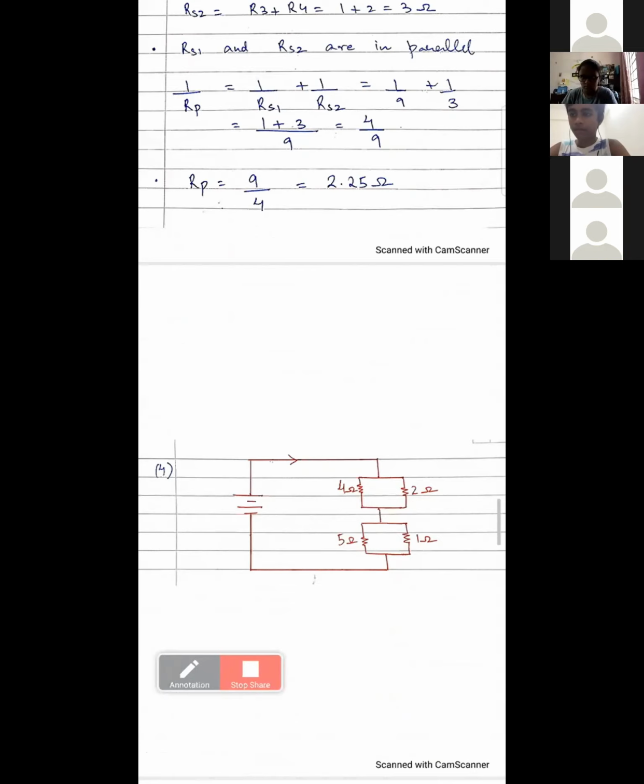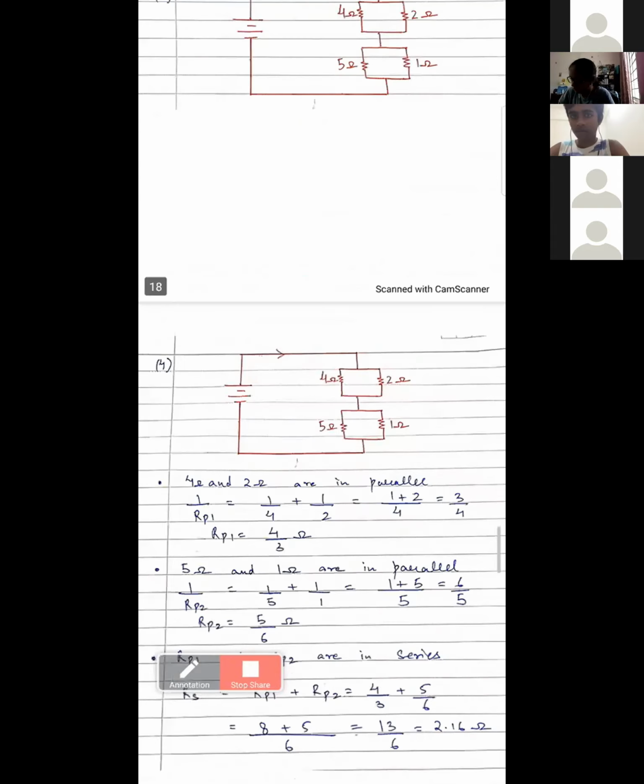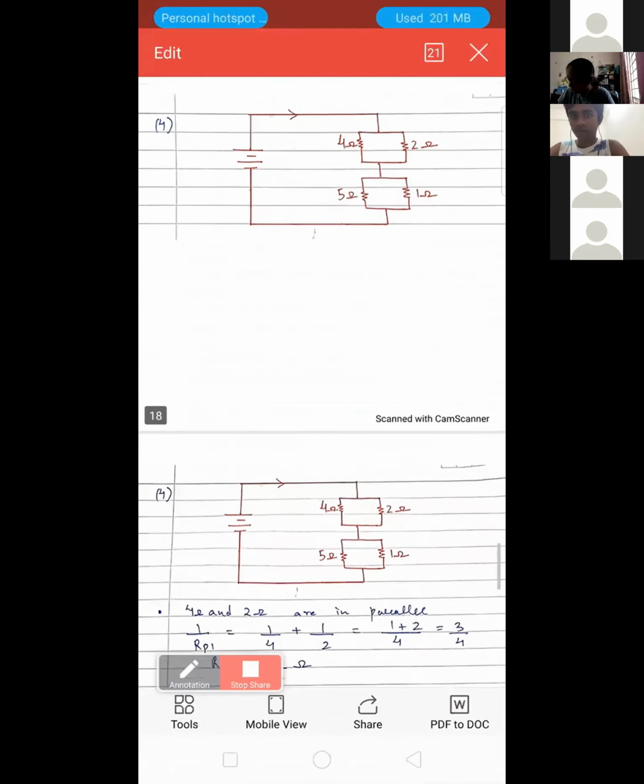Ma'am, 3 ohms. Wait, let me think. Work it out. 3 by 4. Ma'am, both are parallel, we should calculate separately and then add it. Yes. Ma'am, is it 3 ohm? No, it's not 3.